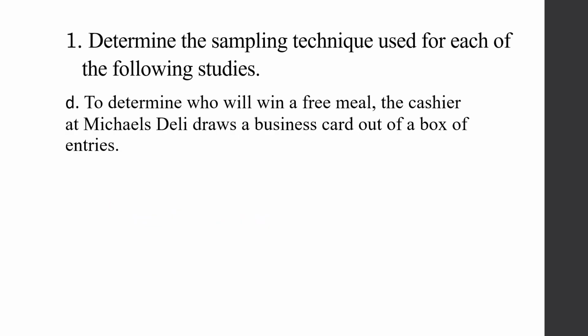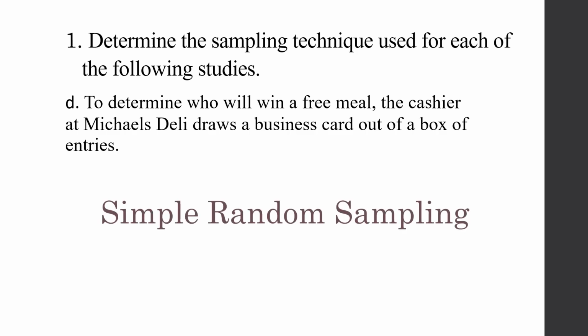To determine who will win a free meal, the cashier at Michael's Deli draws a business card out of a box of entries. So this person is just reaching their hand into the box and pulling out a business card. What type of sampling method would that be? Just reaching your hand into the box and pulling out an entry would be simple random sampling. Everyone has an equal chance of being selected.